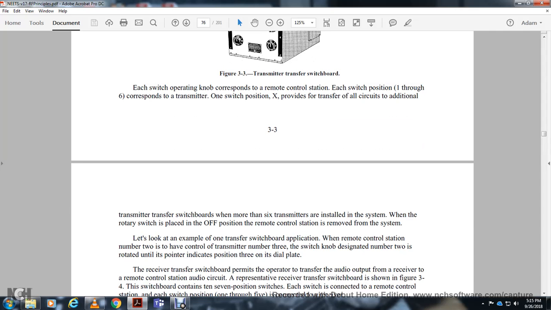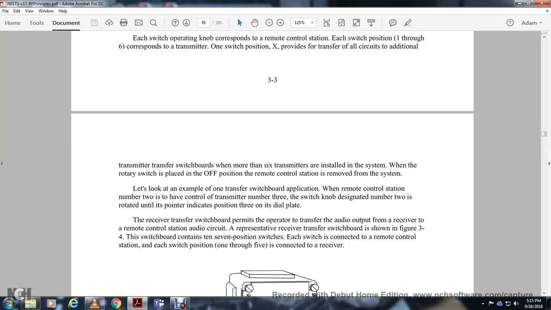Let's look at an example of one transmitter transfer switchboard application. Remote control station number 2 has the control of transmitter number 3. The switch is now set to designate number 2, with no rotation of the port, or indicates position 3 on its dial. The receiver transfer switchboard permits the operator to transfer the audio output of the receiver to the remote control station's audio circuit.